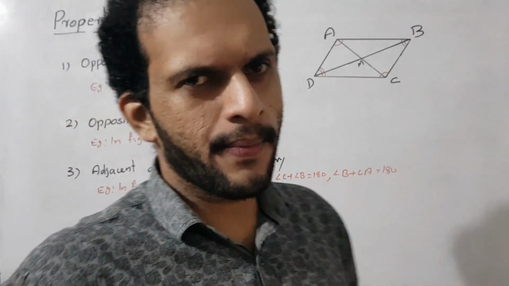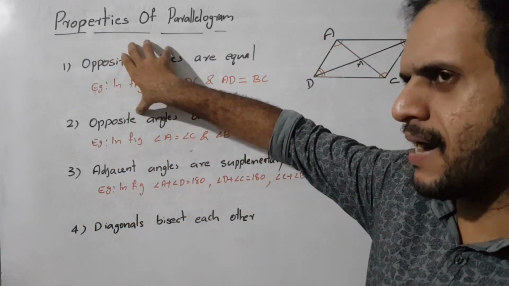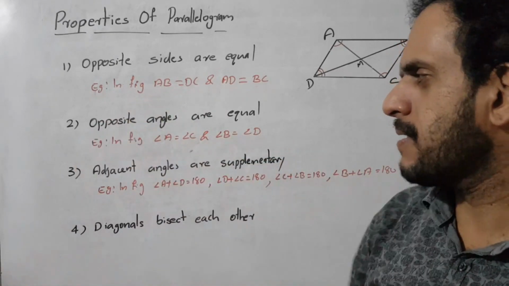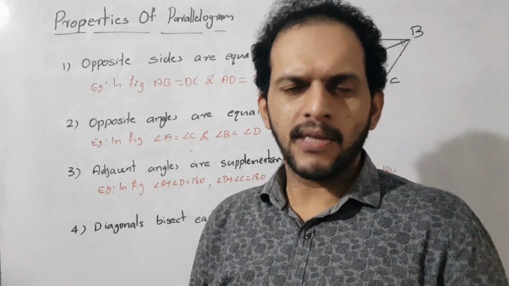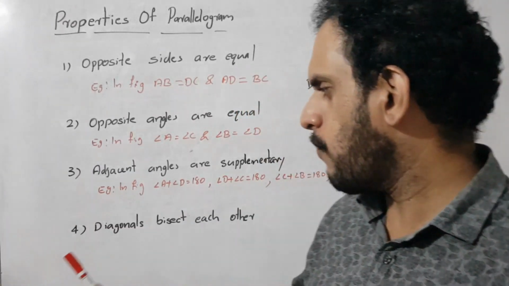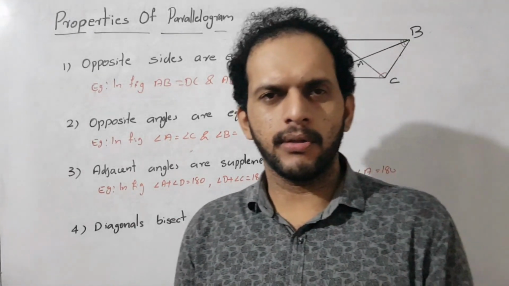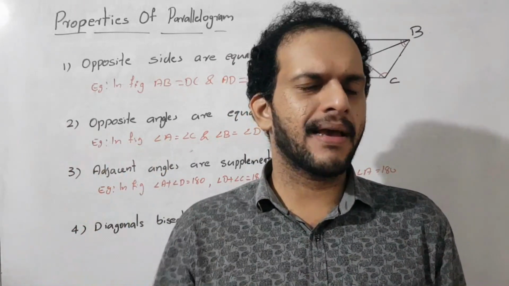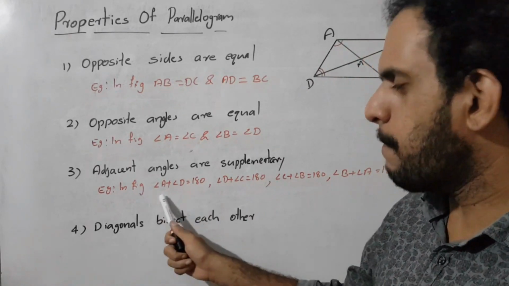Very important property. Okay, these are mainly what we use: opposite sides are equal, opposite angles are equal, and the third property is adjacent angles are supplementary. Supplementary means the sum of the angles is equal to 180 degrees. The next one is a very important property: diagonals bisect each other. What is the fourth property? Diagonals bisect each other.